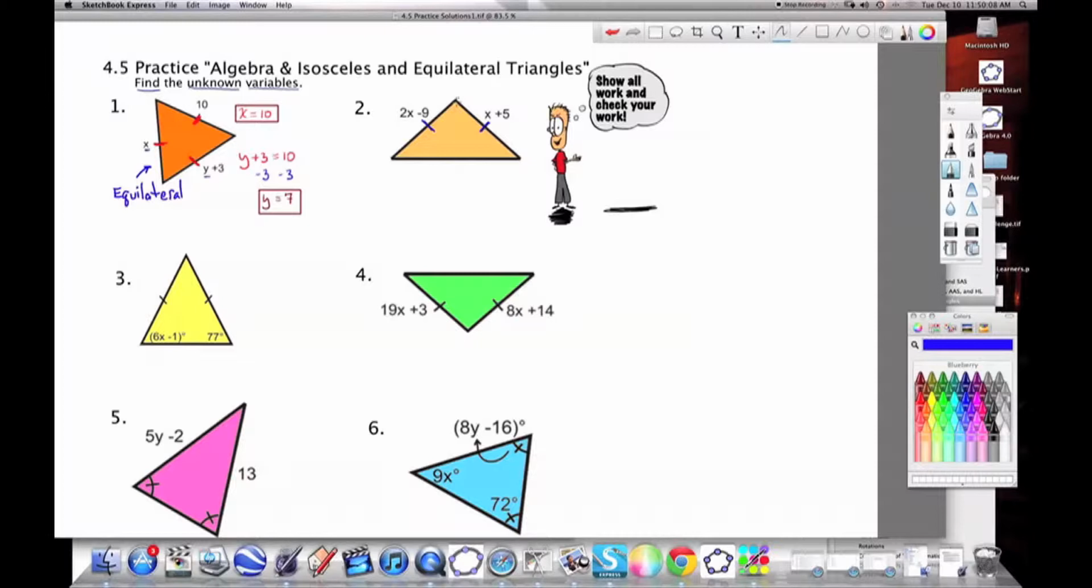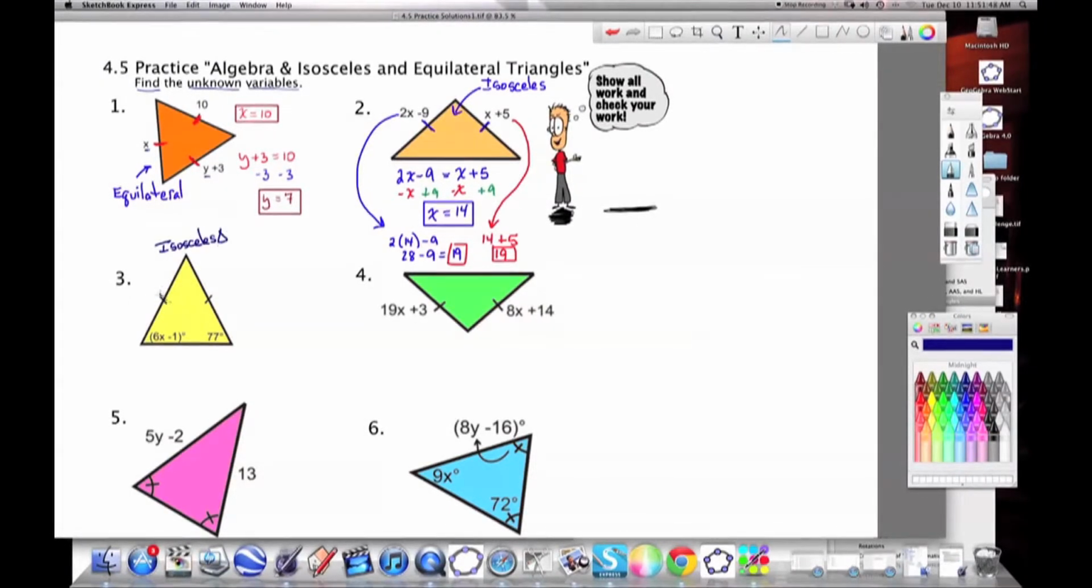In number 2, we're given an isosceles triangle because the two sides are congruent. So I can set these two expressions equal to each other and solve for x, and I get 14. So how can we check that? We can substitute 14 in for x, and see 2 times 14 minus 9 is 19, and the other one, 14 plus 5 is 19. So that's a check. In 3, we also have an isosceles triangle, so that means the base angles are congruent.